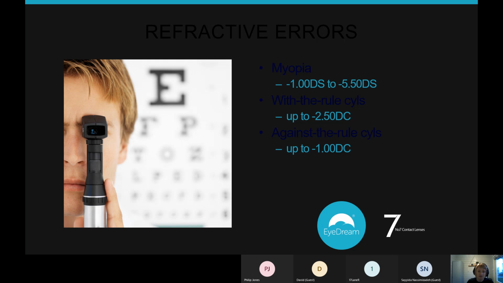Your astigmatism at the moment is different for your with-the-rule cyls and for your against-the-rule cyls. So your with-the-rule cyls are your horizontal minus cyls, and they can be corrected well up to around -2.50. Your against-the-rule cyls, however, so that's your vertical minus cyls, generally do less well with the traditional ortho-K design. So they can really be corrected up to only -1. What we are able to say is that later in the year, we'll be launching a new toric design, and that toric design will actually give us 2.50 cyls around the clock. It's a different level of toricity for different patients in the periphery.